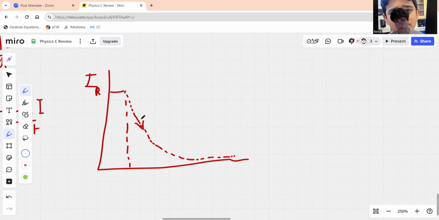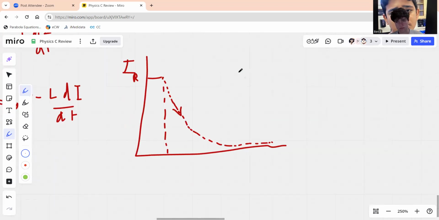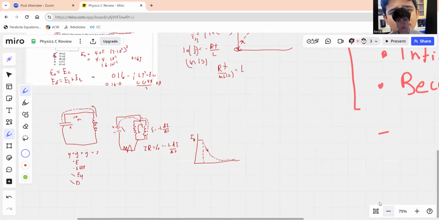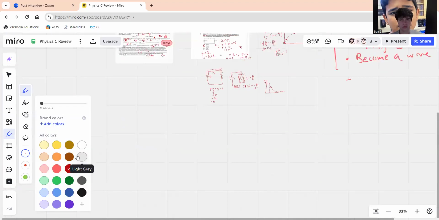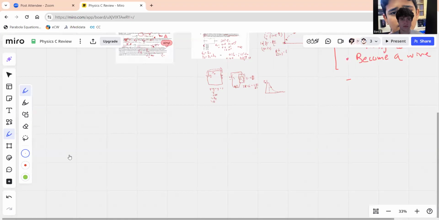And so let's do our, what color are we using? Chat, what color are we using? Brown. Brown. Dark brown.